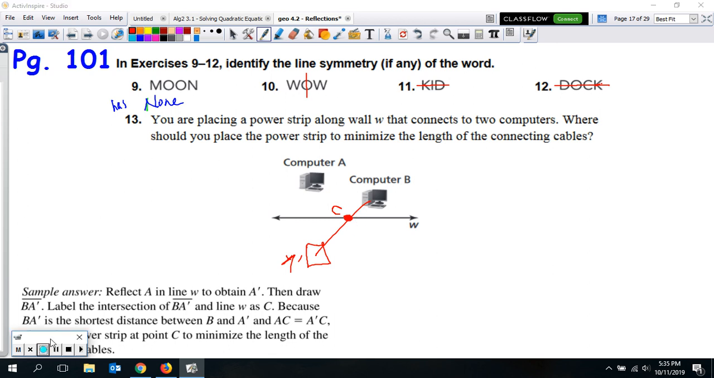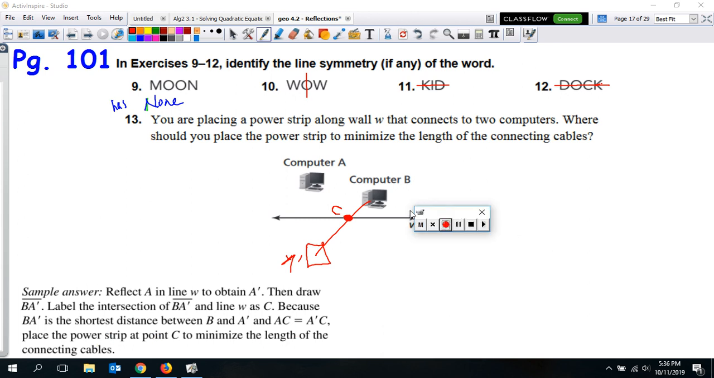As you can see what it says here for the rest of this. It says because BA prime is the shortest distance between B and A prime, and AC equals A prime C. Okay, so that's what this is. A prime C and AC, right here, are going to be exactly the same as well. That's why you want to place it right there. So these are going to be the same here, and these are going to be the same as well there. So that's why it's the shortest path, to minimize the length of the connecting cables.